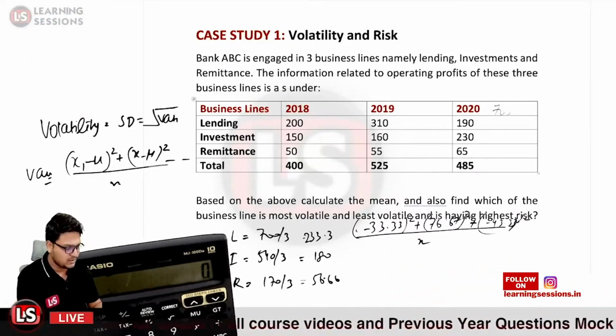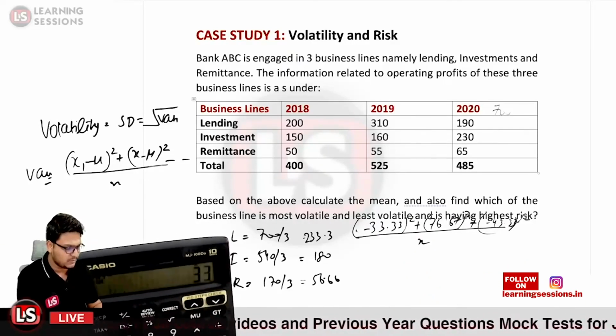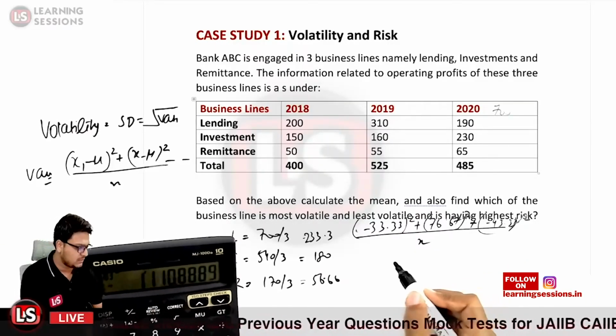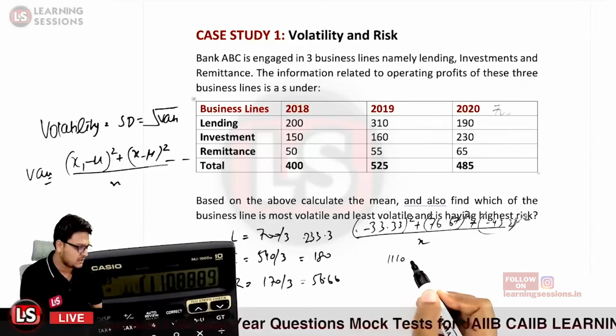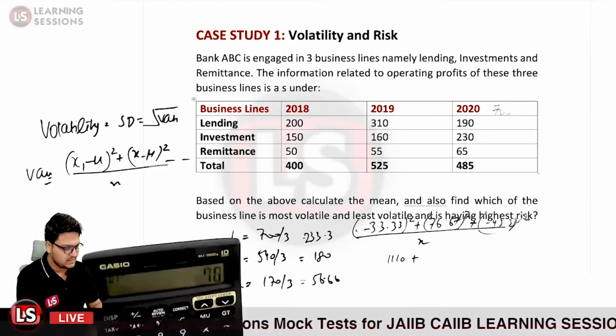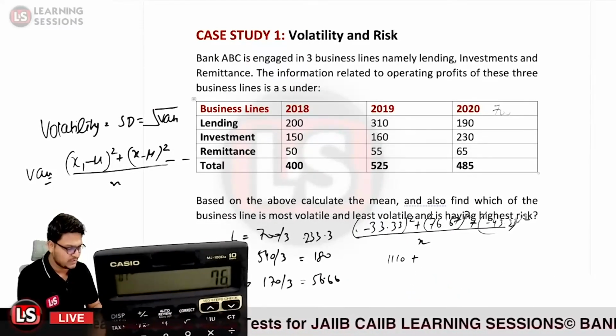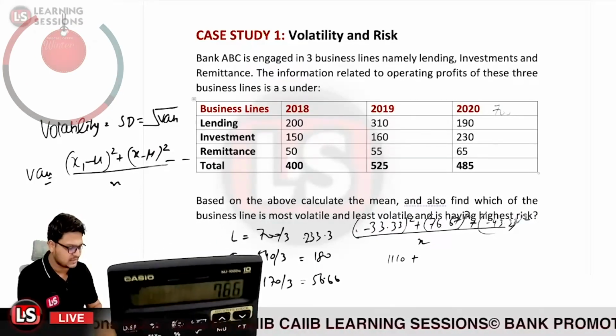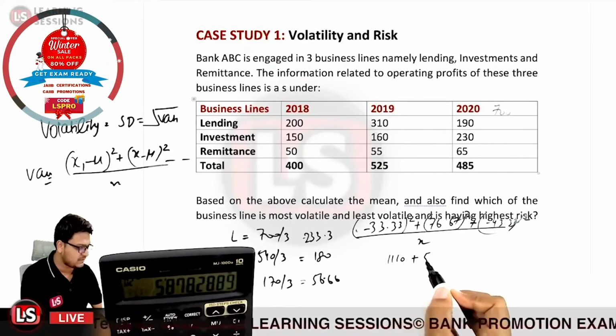So it will be 33.33 multiplied by 33.33, that is equal to 1100, plus 76.67 multiplied by 76.67, that is equal to 5878.